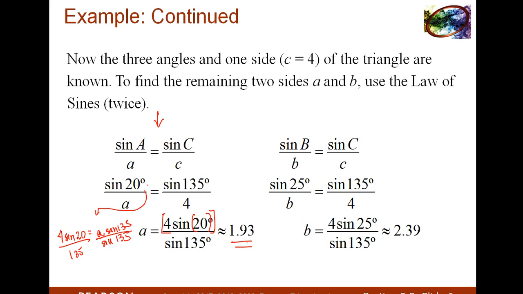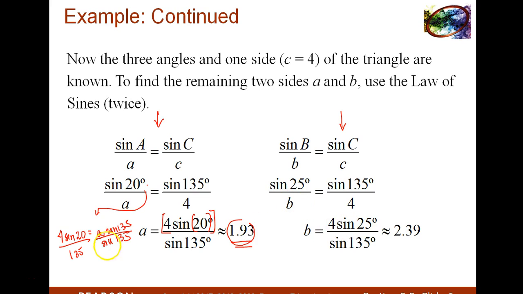Great, one more side. Can't use Pythagorean theorem because it's not a right triangle. And also, you want to go back to side C. Don't keep side A running now. Don't say, oh, sine of 135 opens up to a 1.93 because you have this rounding error in here. So it's going to be more accurate if I use side C again because these are nice numbers. Same thing as before, sine of B, which is a 25. What is that going to open up at?